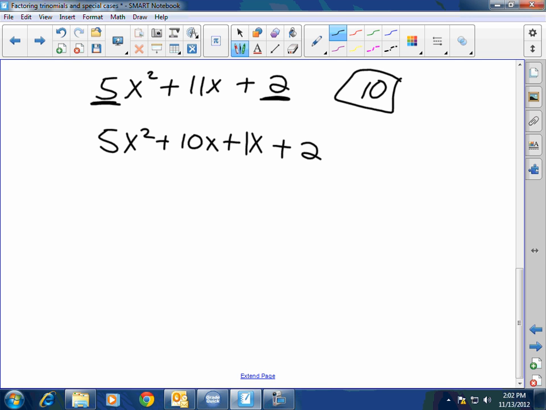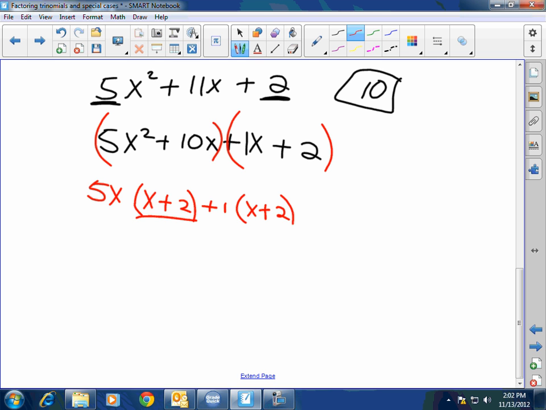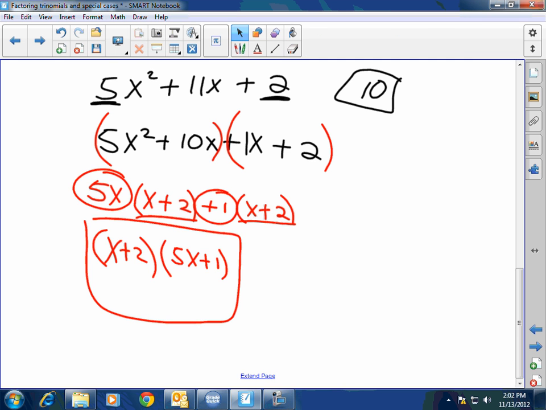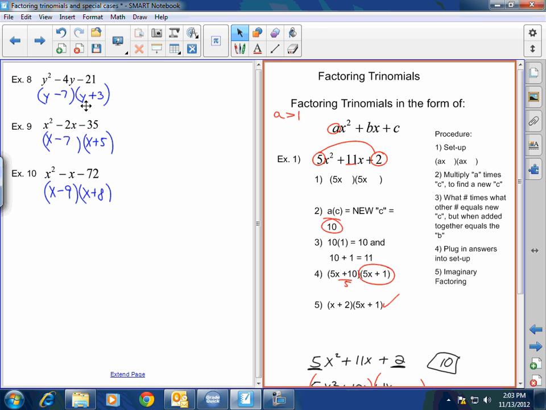Do you guys see what I did there? You sure? This is the grouping method. So now, boom, boom. Here, this is going to be 5x, and it's going to be an x plus 2. Here, you're going to pull out a 1, and this is your x plus 2. This and this are the same, so that's x plus 2 times my leftovers of 5x plus 1. Please notice that that is identical to what I just did.